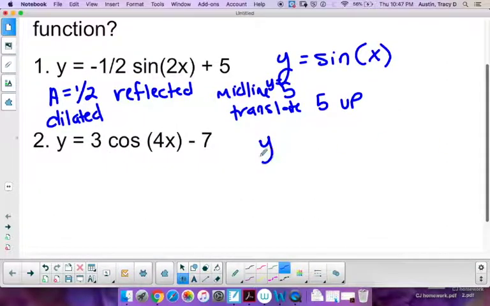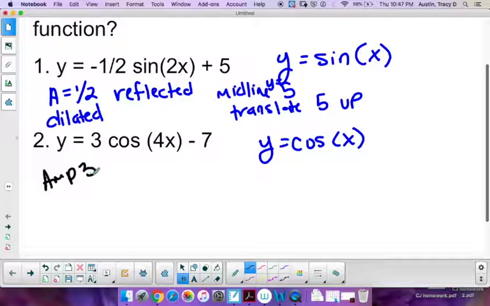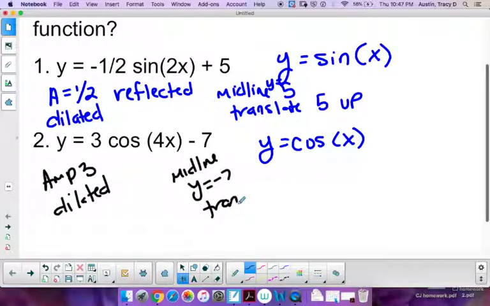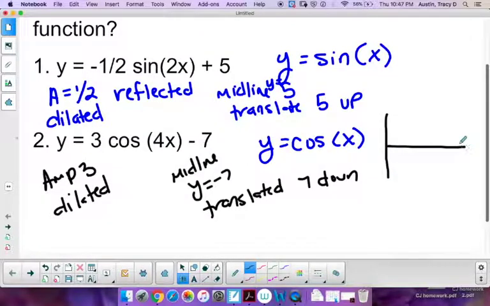Okay, so again, normal cosine function. And what's been done? Well, your amplitude is now 3, which means it's been dilated. It's 3 times as big. And your midline is y equals -7, which means the whole graph has been translated 7 down. All right, so let's take a look at what a normal cosine function looks like. That's your normal cosine function. And if your weather data looks like this, then it's a cosine function that's probably been dilated and translated.